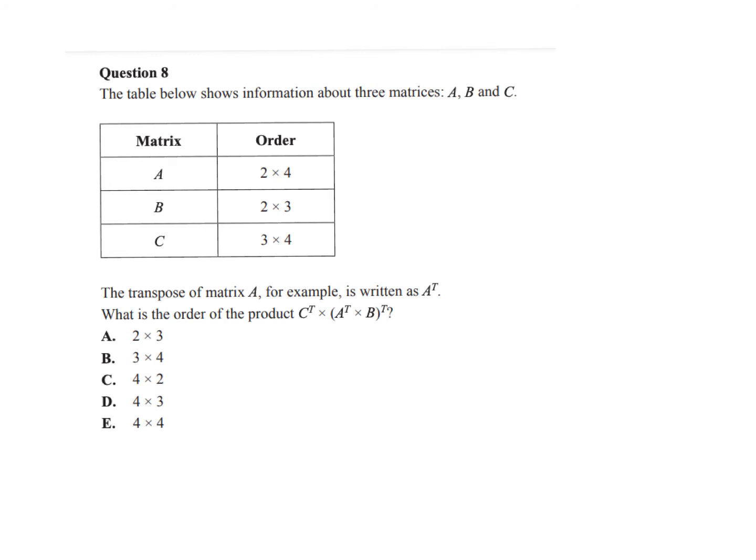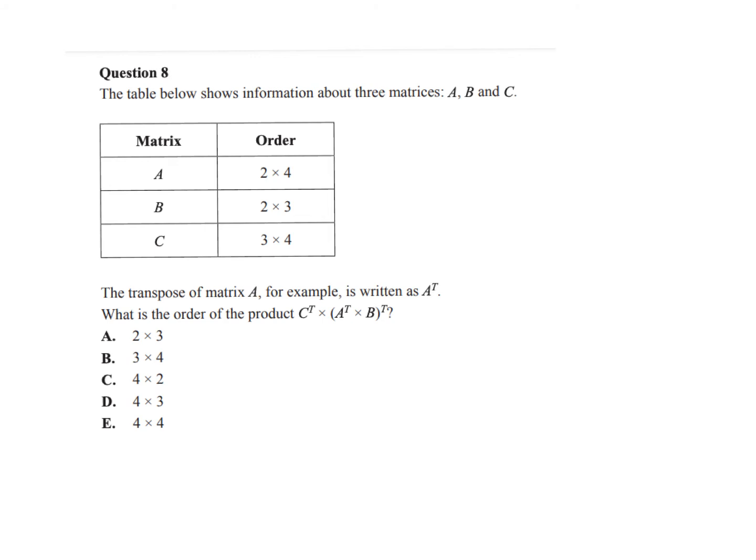Question 8, the table below shows the information about 3 matrices. So the transpose of A, for example, is written as AT. They're just emphasising that fact. What is the order of the product of this? So what they're doing is you've got to find out the order. So it's like they're multiplying all these matrices.